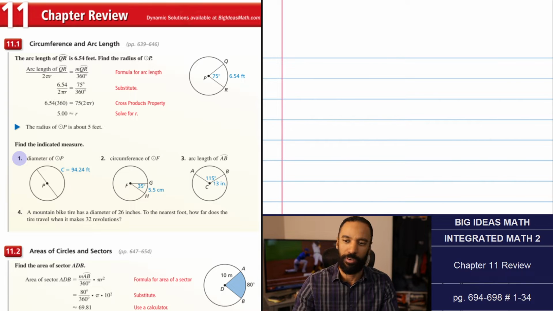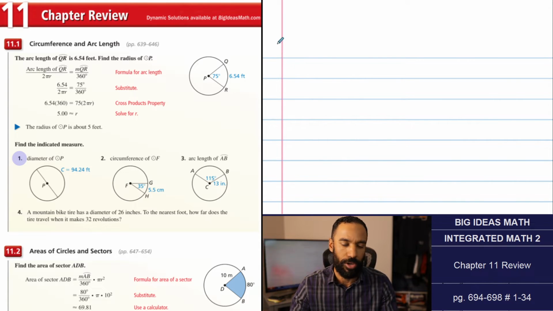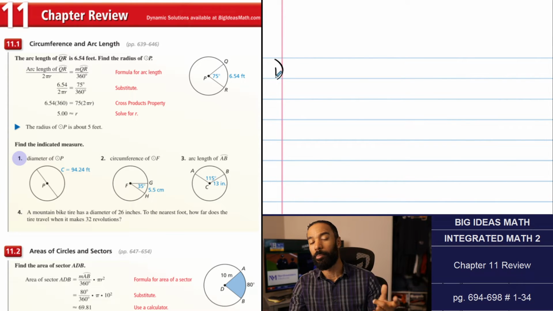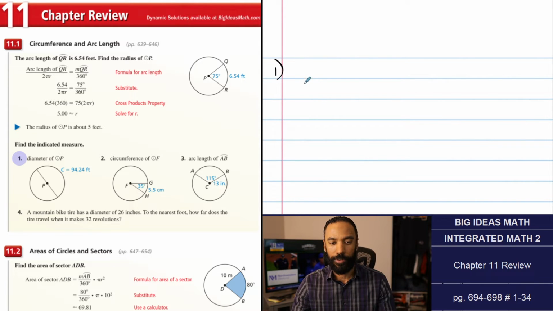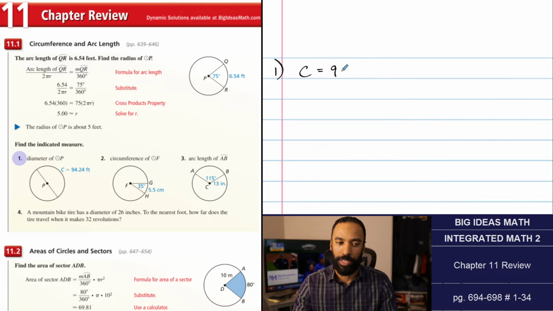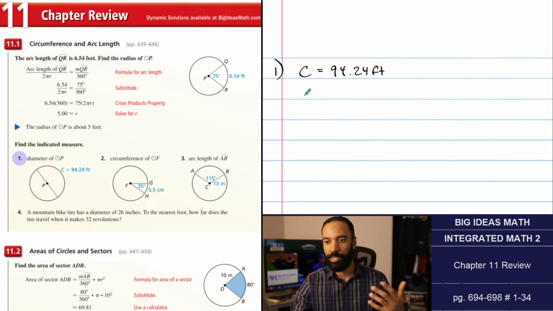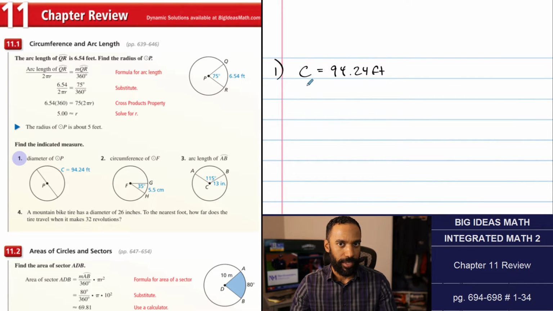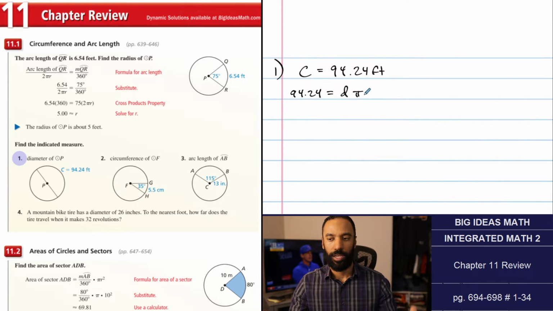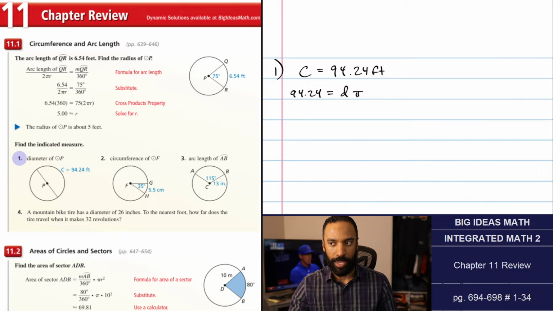They want to find the diameter of circle P given an arc length. Oh, that's not an arc length. That is the whole circumference. I actually don't need to do the proportion for this one. The circumference is, I don't need the diagram really, 94.24 feet. And you can use diameter times pi as the circumference formula. So 94.24, the circumference, equals diameter times pi. If I divide both sides by pi, I get the diameter.